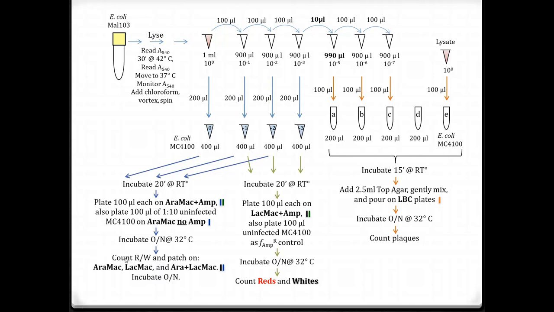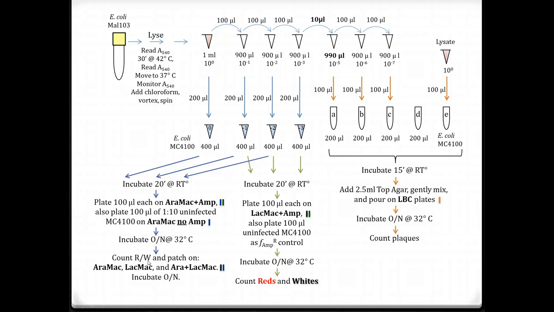What you do see, you should count reds and whites. It's really the whites that we care about. Reds are spontaneous mutants to ERA plus, which have nothing to do with lysogeny. We'll explain that later, but it's the whites we care about, and you should patch the whites, up to 20 of them, using the patch grids that are in your lab manual on ERA MAC plates, LAC MAC plates, and ERA plus LAC MAC plates. That's a new one that you haven't seen yet, and has a blue and black stripe. You won't need that until day 2, and incubate that overnight.